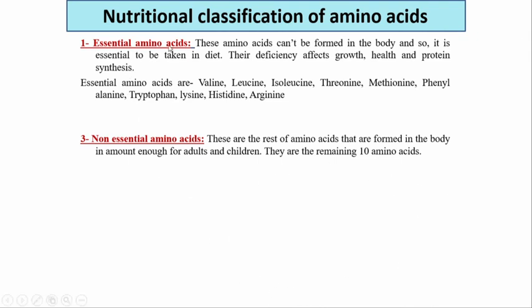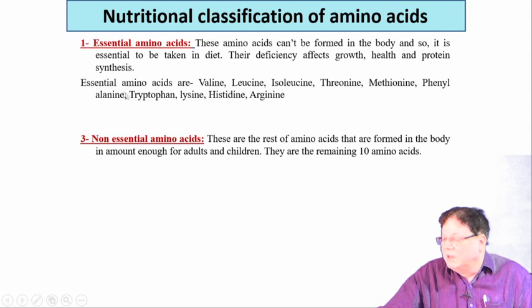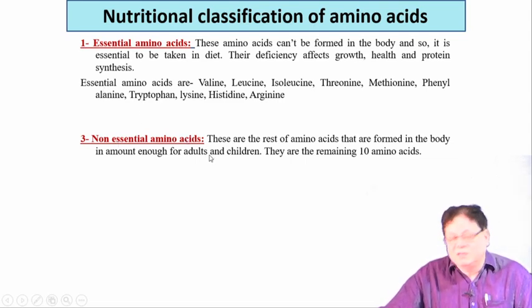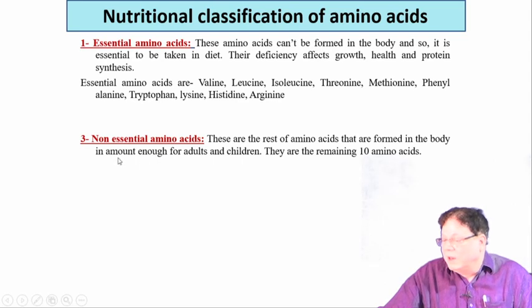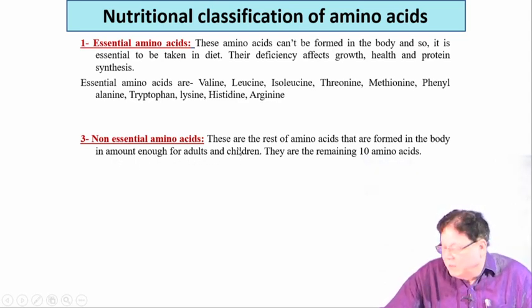The essential amino acids cannot be formed in the body, it is essential to be taken through the diet, and the others are non-essential amino acids, they can be made in normal enough amounts in adults and children both. Okay. So, that is another type of classification of amino acids.